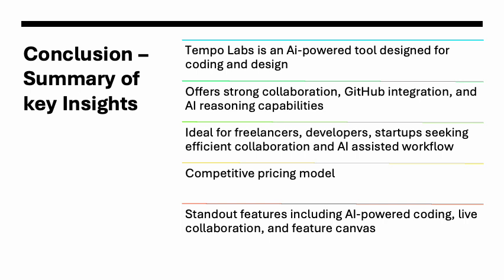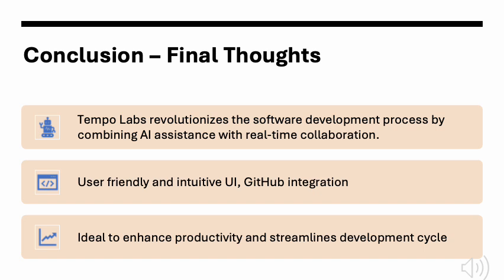Thank you. As a final conclusion for the PPT, we would like to say that Tempo Labs has revolutionized the software development process by combining AI assistance with real-time collaboration. And using natural language as a baseline, it has also created efficiency in the process. It is user friendly, with an intuitive UI and GitHub integration. It is ideal for enhancing productivity and streamlining development cycles.